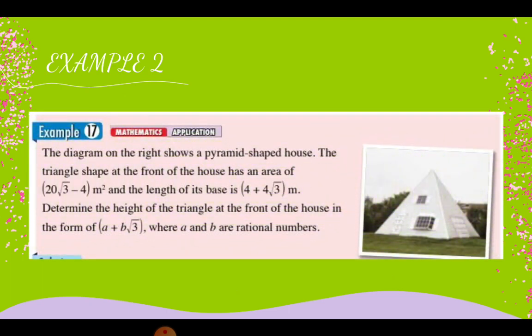So example 2. Okay, the diagram on the right shows a pyramid-shaped house. The triangle shape at the front of the house has an area of 20√3 minus 4 meters squared, and the length of its base is 4 plus 4√3 meters. Determine the height of the triangle at the front of the house in the form of a plus b√3, where a and b are rational numbers.